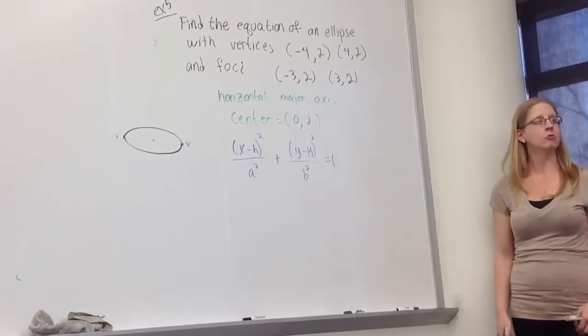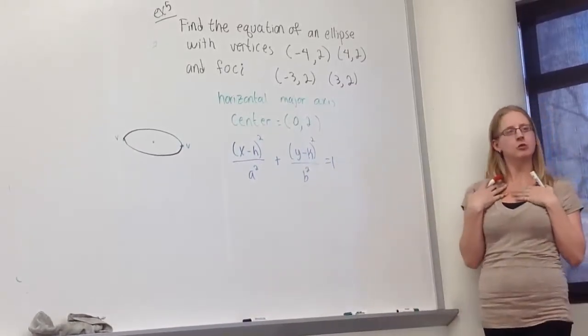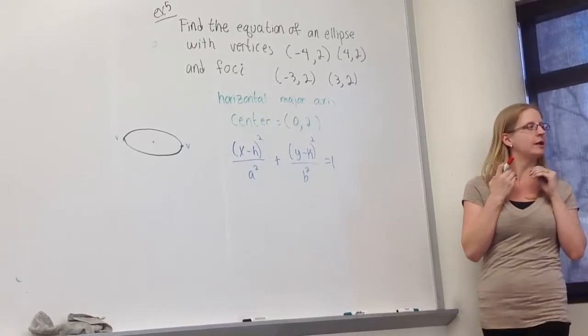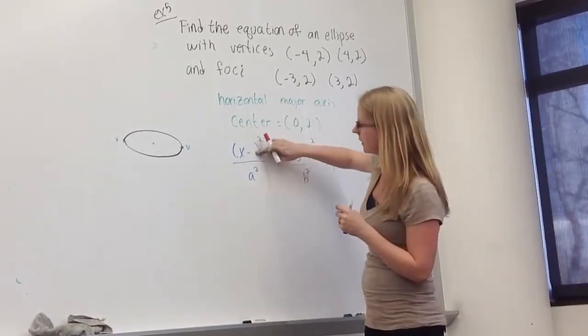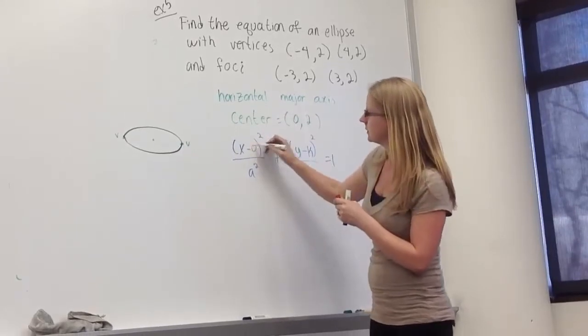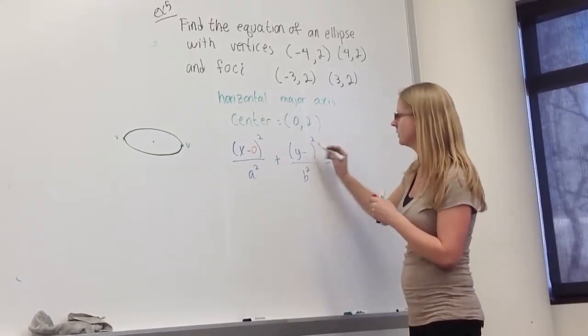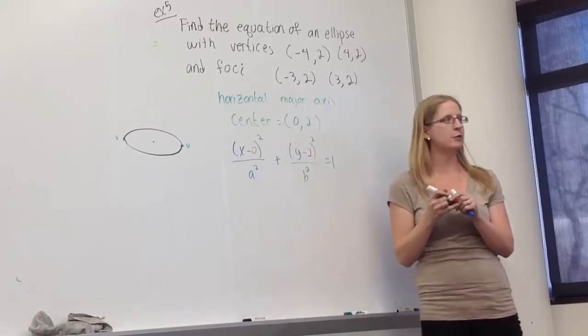So slowly but surely you're going to start filling in everything you know. How about you tell me, what do you know? H and K. Why do you know your H and K? The vertices. Because of the center. So what's my H in this case? 0. What's my K in this case? 2. See how I'm just slowly but surely filling in what I know?